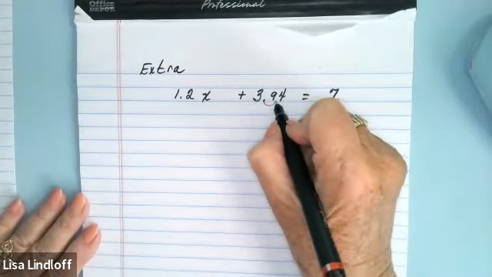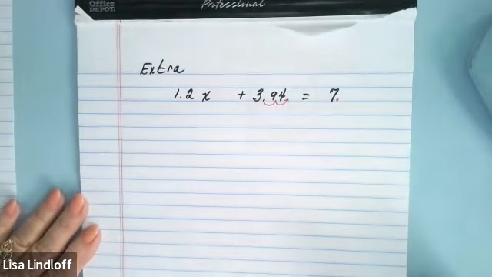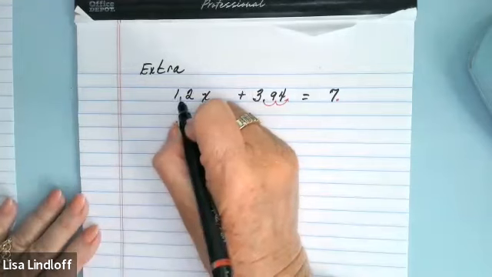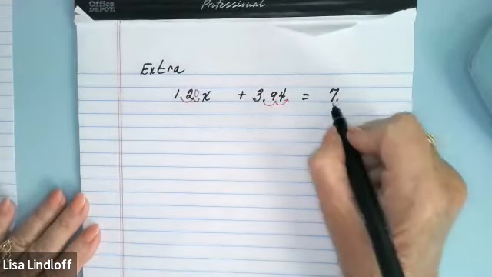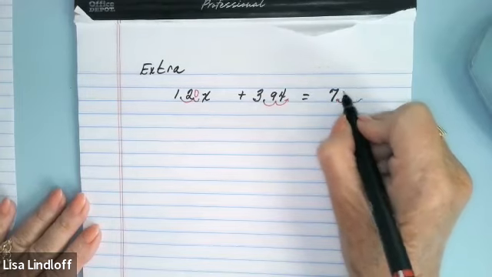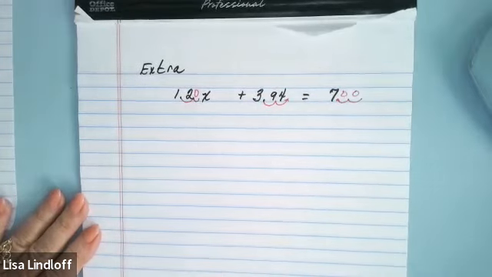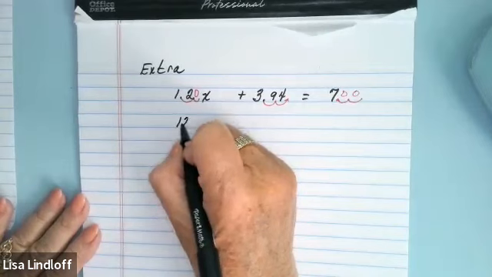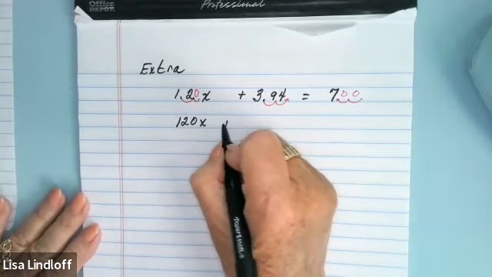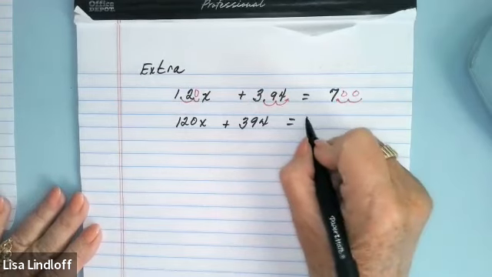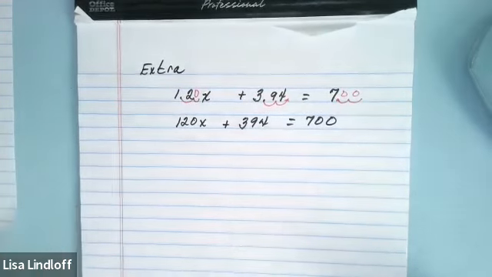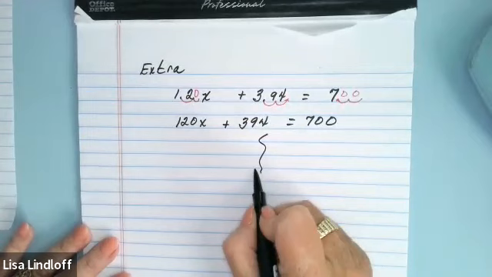You have to move this one 2 places, which means this gets moved 2 places, and this gets moved 2 places. And you would end up with 120x plus 394 is equal to 700. I'm not going to finish this problem.